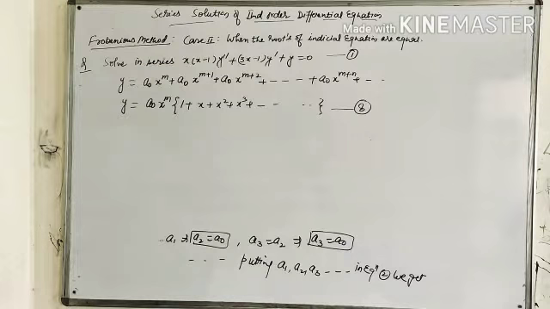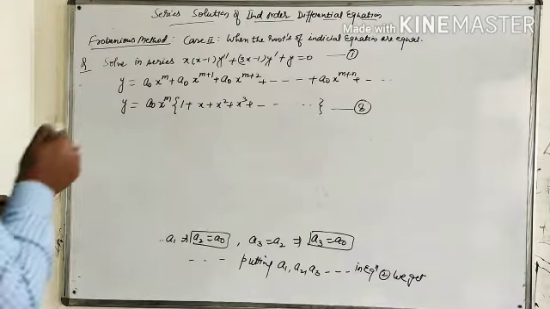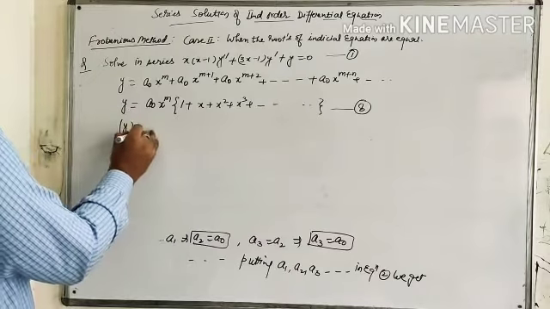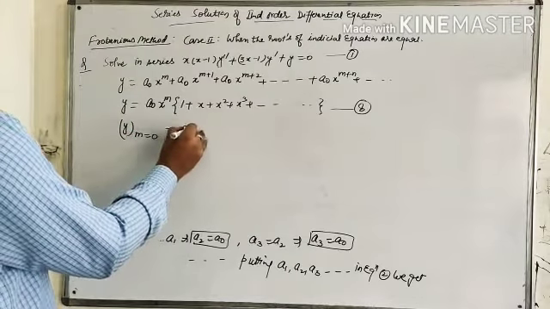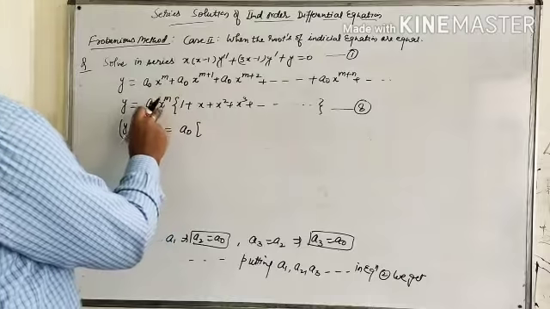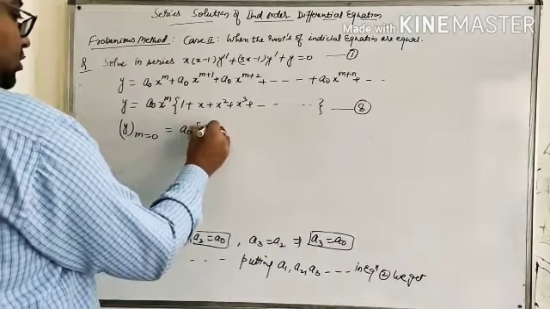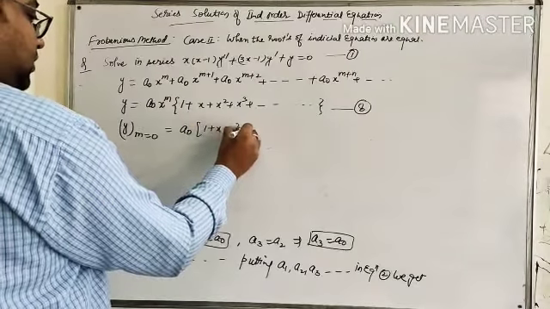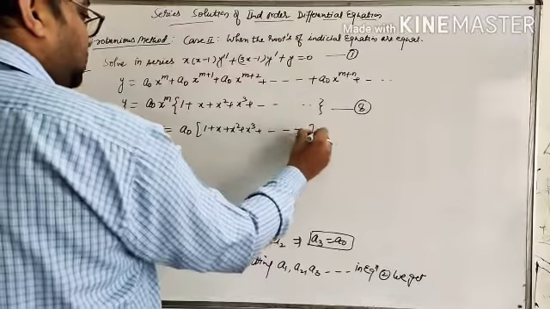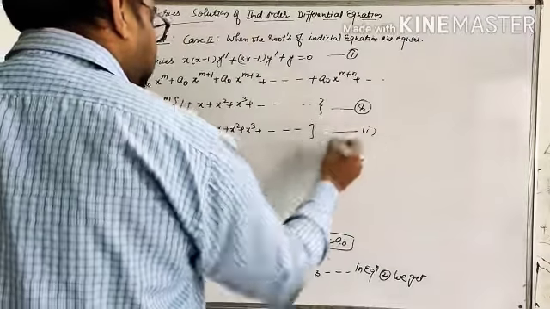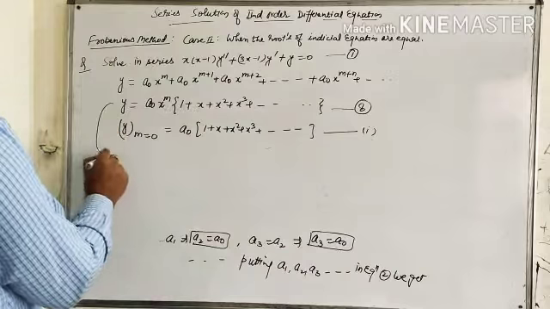So for this equation number 6, we have to find y at m equals 0 and del y over del m at m equals 0. So at m equals 0, when we put m equals 0, x raised to power m will become 1. So y is a naught into 1 plus x plus x square plus x cube and so on. Let this be first.